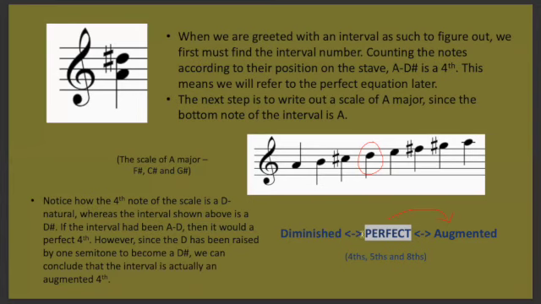Have a look at the equation here. If we have a perfect interval, which would be A to D, and it's raised by a semitone, in this case D sharp, it then becomes an augmented interval, and this interval is an augmented fourth.